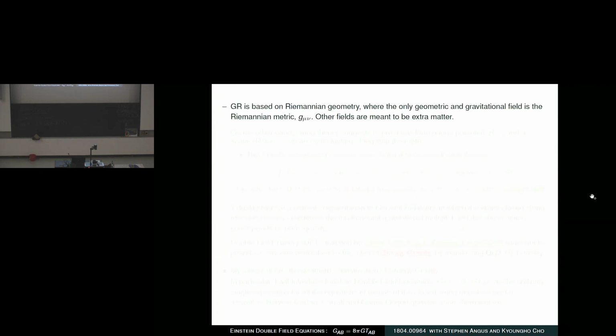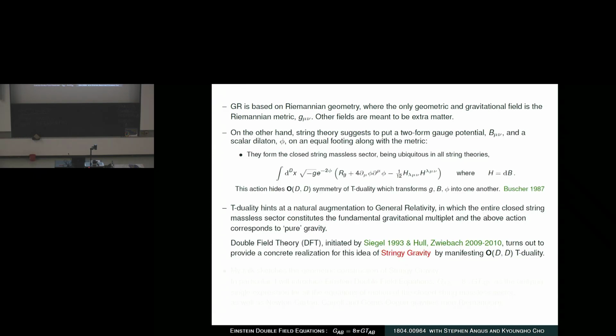Needless to say, general relativity is based on Riemannian geometry, where the only geometric and gravitational field is the Riemannian metric. Other fields are then meant to be extra matter. On the other hand, string theory suggests to us to put a two-form gauge potential B field and a scalar dilaton phi on an equal footing along with the metric. They form the closed string metric sector, and they are ubiquitous in all string theories.